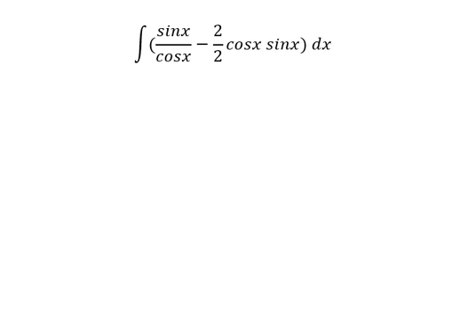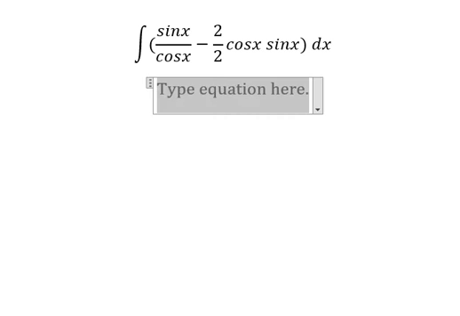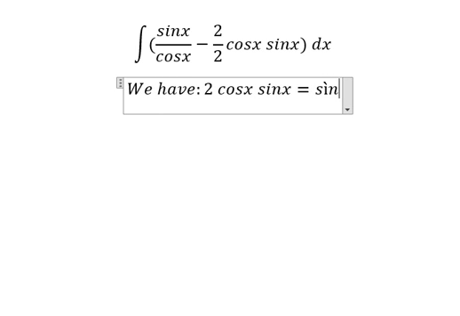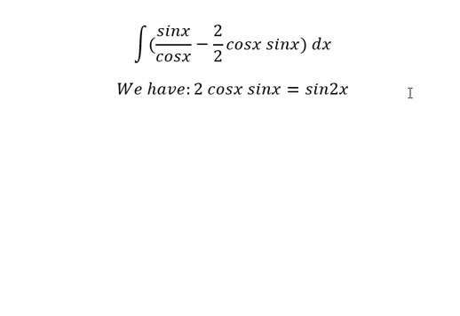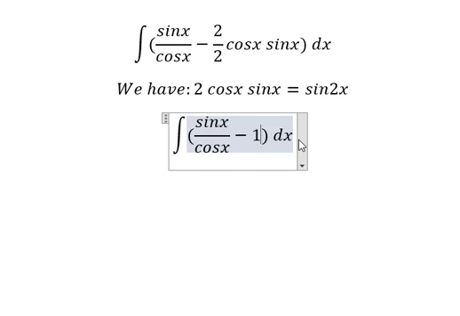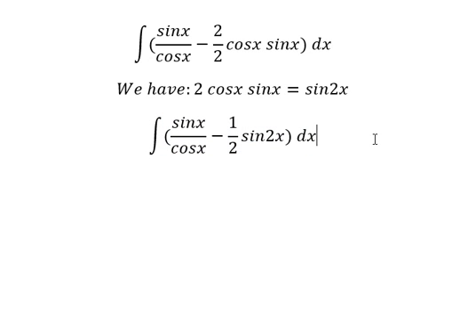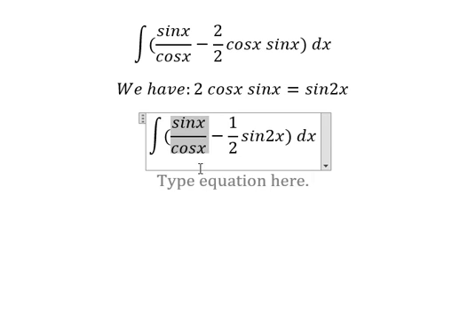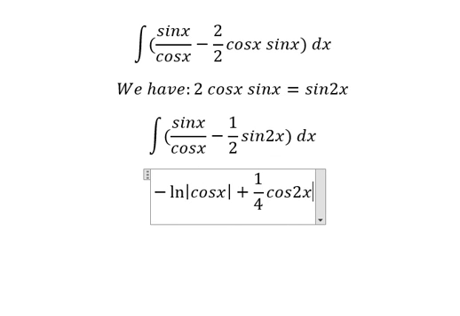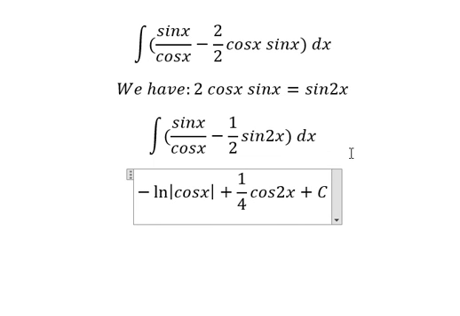So we have the formula in here. 2 cosine s sine s equals sine 2s. And now we need to transform this one into this one. And now we have the final answer. The integration of this one, we have negative ln of the absolute value of cosine s. And the next one, that is about 1 over 4 cosine 2s. And I will put about c. This is the end.